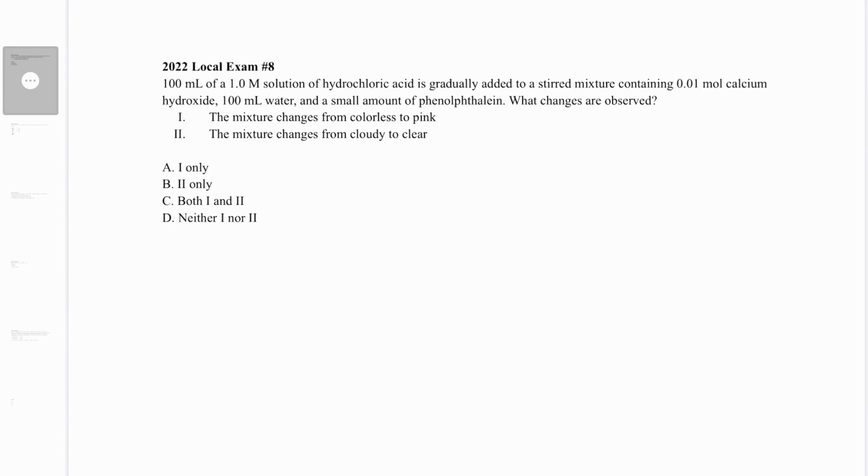100 ml of a 1.0 molar solution of hydrochloric acid is gradually added to a stirred mixture containing 0.01 mole calcium hydroxide, 100 ml water, and a small amount of phenolphthalein. Which changes are observed? 1. The mixture changes from colorless to pink, and 2. The mixture changes from cloudy to clear. Okay, so in this case, we have an acid-base neutralization happening with the hydrochloric acid and the calcium hydroxide.